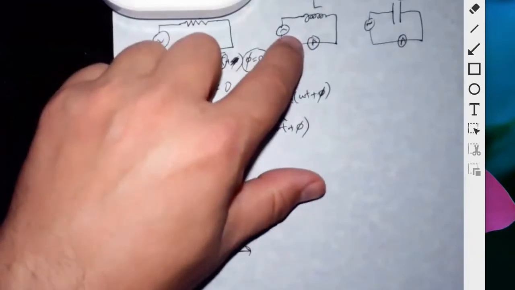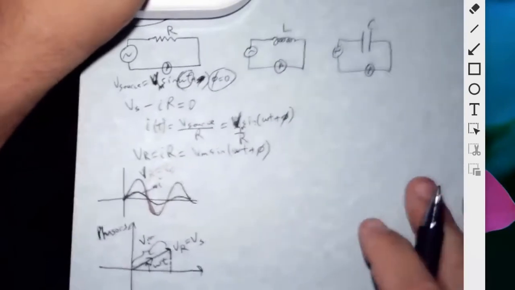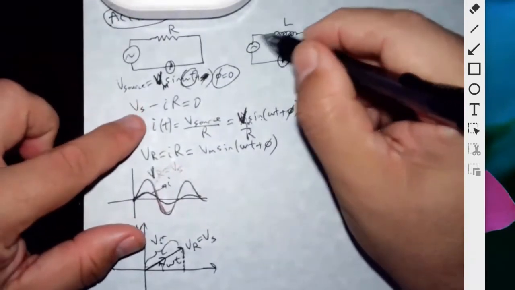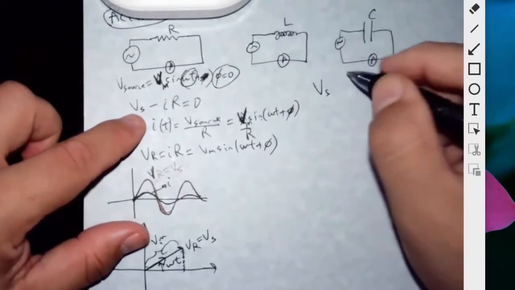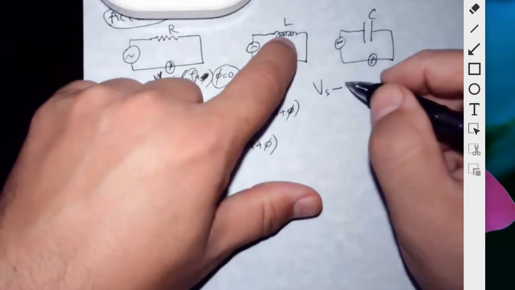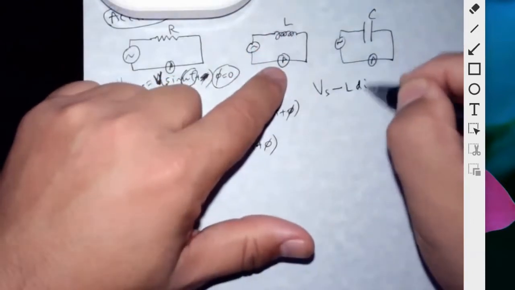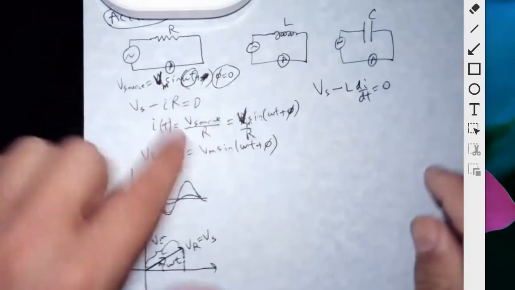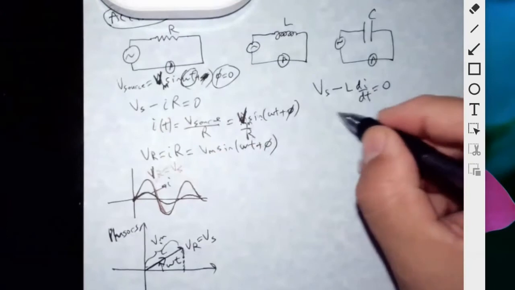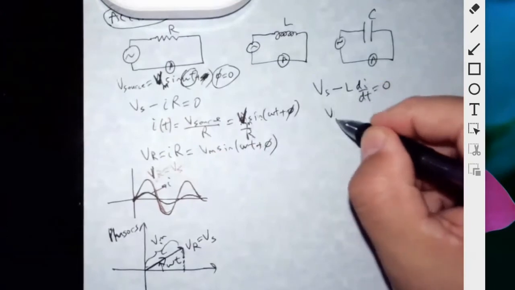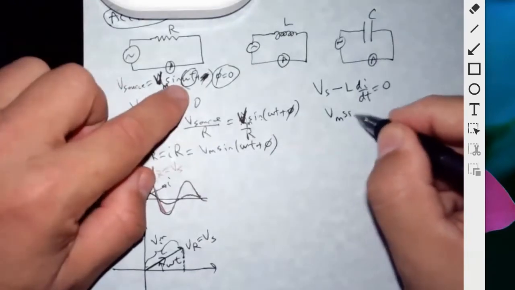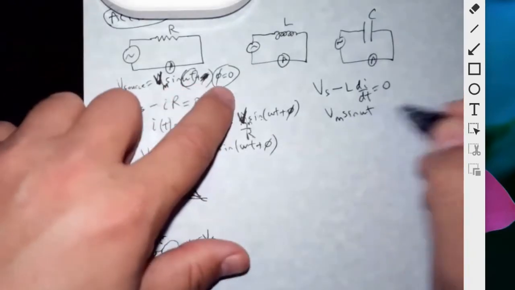Okay, now let's see what would happen in an inductor. So then you do the voltage of the source minus, instead of the voltage drop across an inductor being IR, it's L di dt. So then I have the voltage of the source is Vm sine omega t. So again, assume that the phase angle is 0.